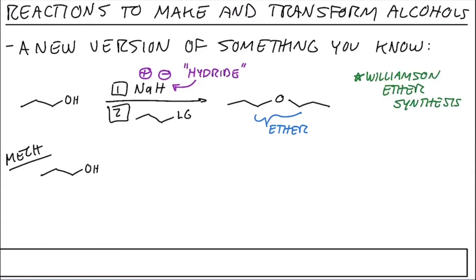When we're drawing through the mechanism, we want to start with our first step first. So we have our Na plus and our H minus. You can even draw in a pair of electrons on that hydrogen, even though it looks kind of weird, at least it does to me. That hydrogen has a pair of electrons to it. And so what this is going to do is act as a base, and that means it's going to pick off the most acidic proton on our molecule here.